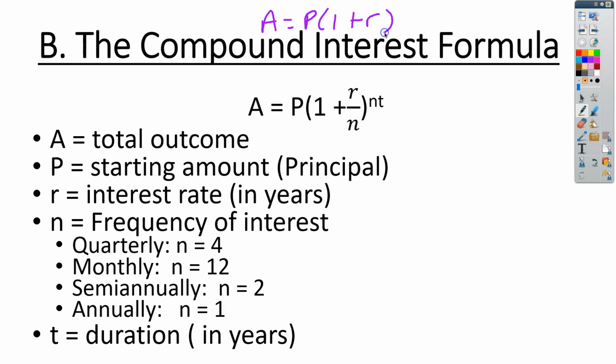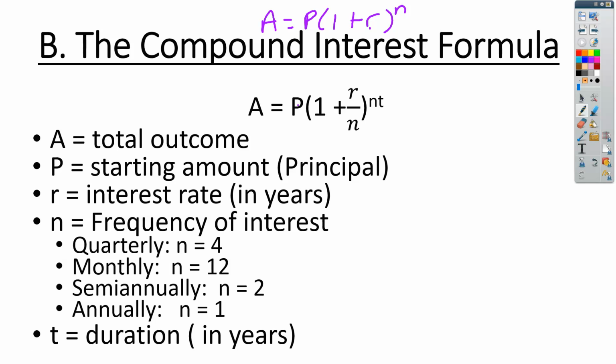Remember this? It's the same thing. But here's the differences. The P is still the same. That's the starting amount. The R is still the same. That's the annual percentage rate, the APR. However, what's different is there's a power out here. Now, why is that? Well, I already showed you. When they break something up into four pieces, that's the power that goes out there.